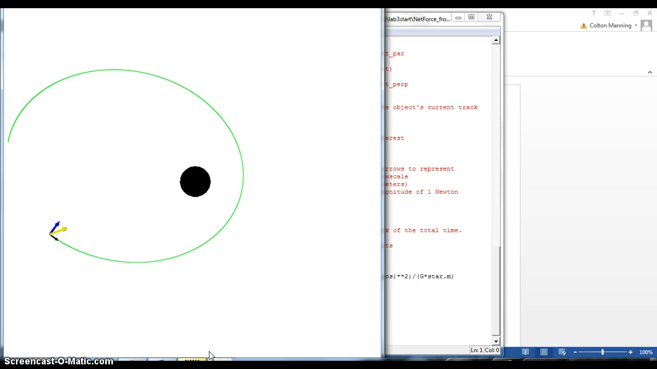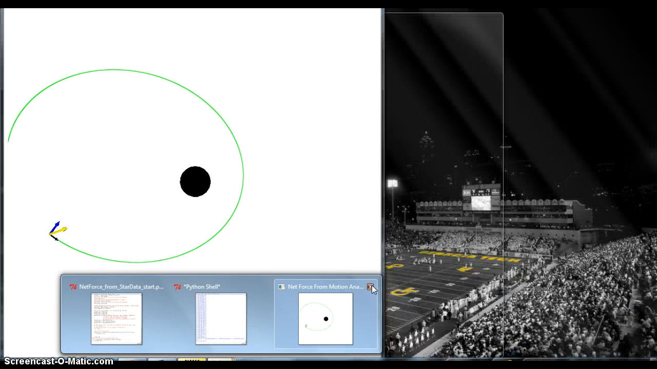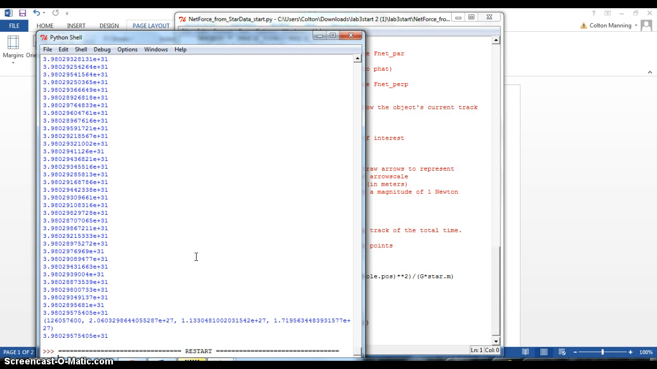Now, as we can see from the data shown here, the mass of the black hole we have found to be 3.98 times 10 to the 31st. Now this is a much larger value than the mass of the star, so this means that it will be much harder to get the black hole to move towards the star due to the massive amount of mass that this object has. So the star's velocity will always be much larger than the black hole's velocity.